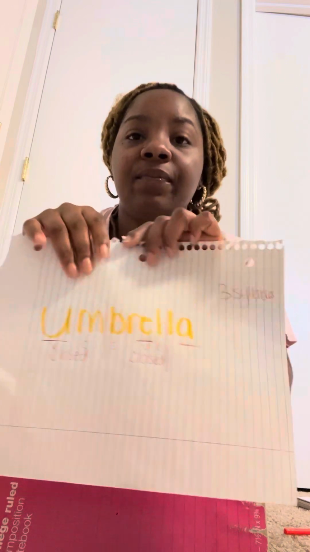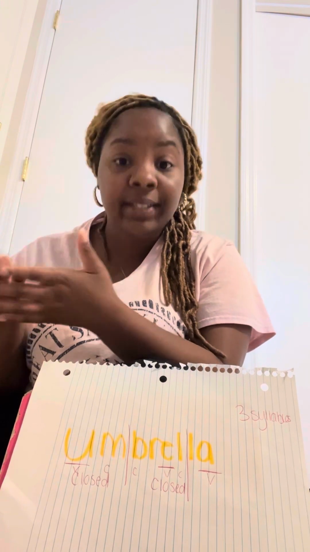The next word we hear is umbrella. So let's clap it out to see what we know. Me hearing it, umbrella, I hear 3 syllables. But let's clap it out to prove it. Umbrella. There are indeed 3 syllables. And let's identify how many vowels we have. We have 1, 2, 3. Because remember, there's always a vowel per syllable.